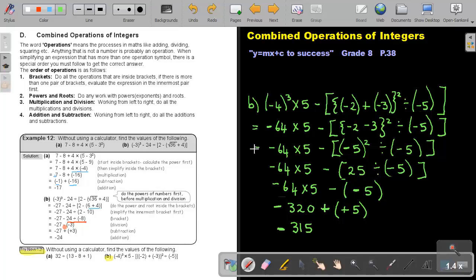We could just put equal every time. I just left it out. And I'm just going to finish off with that. I'll show you later how we can check it on the calculator.